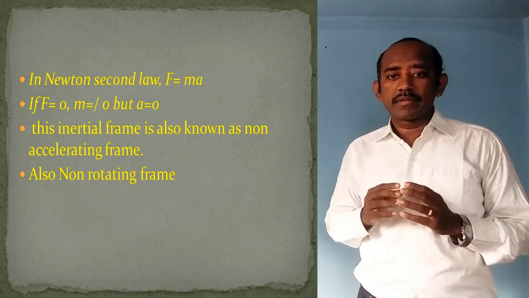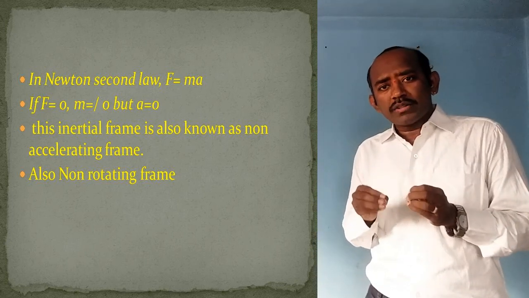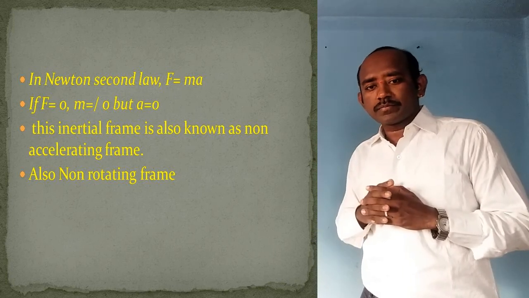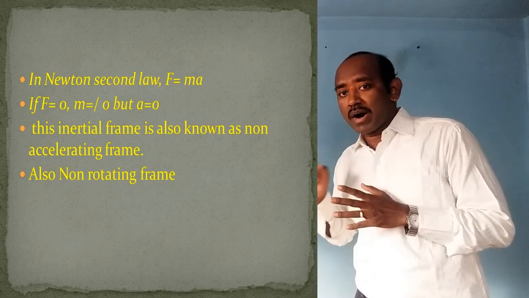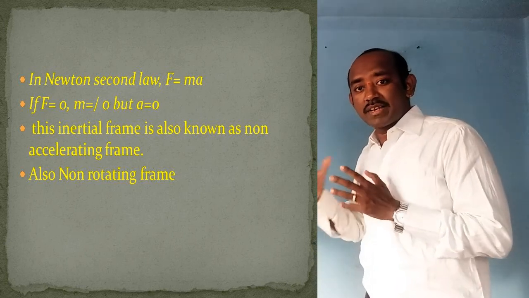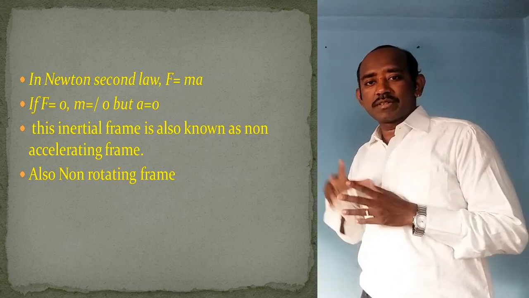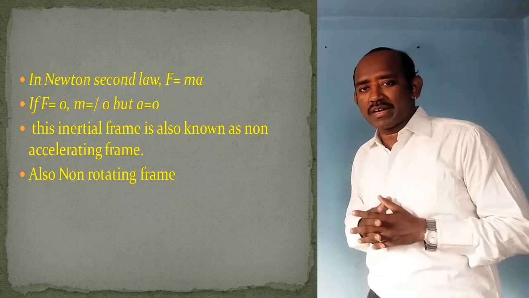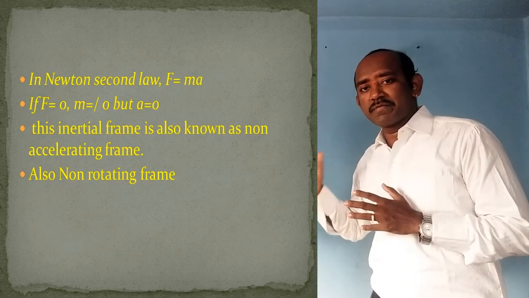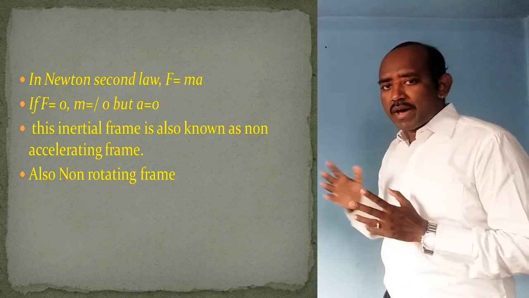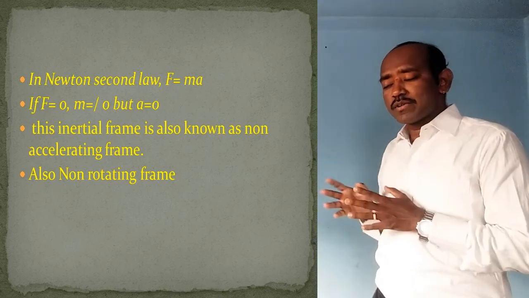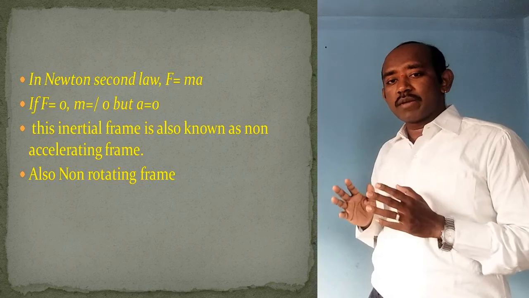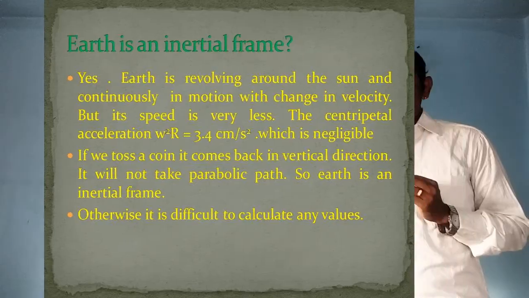If the force applied on the body is 0, then the acceleration will be 0, not the mass. It has a mass. It has the inertial property. So this inertial frame is also known as the non-accelerating frame. This can be applied to a rotating frame also. So here it is also known as a non-rotating frame of reference.